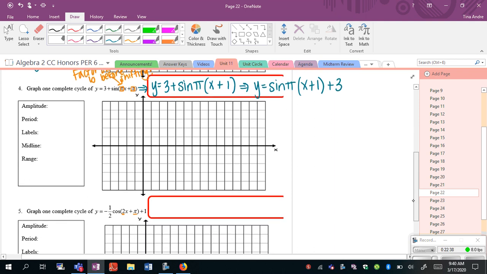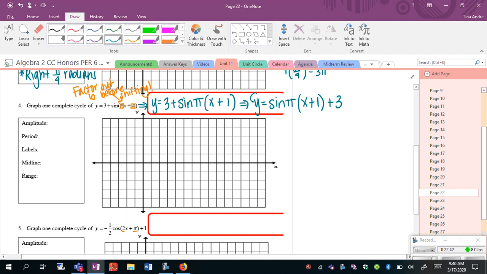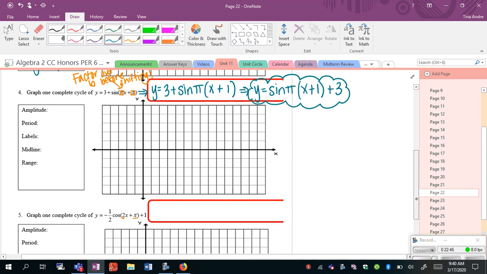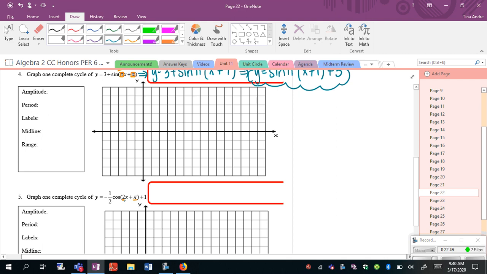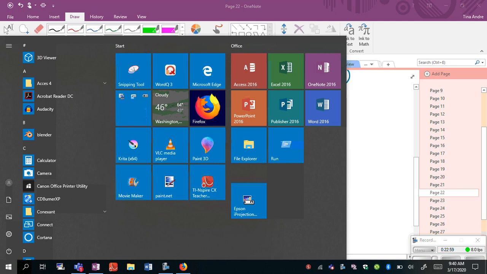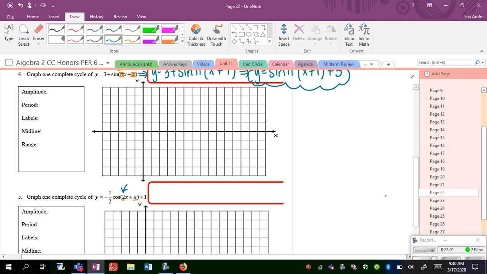But let's just talk about number 5. Let's talk about how you would rewrite it. This is your new equation for number 4. Just go ahead and graph it using the same strategies. Then for number 5, you need to factor this b value out, because again, it was already distributed. You need it to be out in front of the parentheses in order to be able to figure out the horizontal shift.